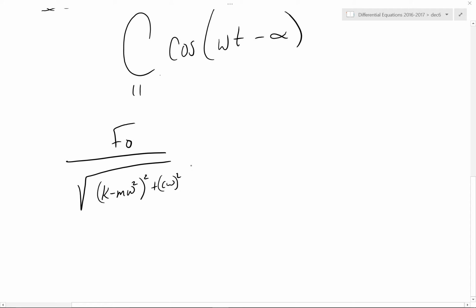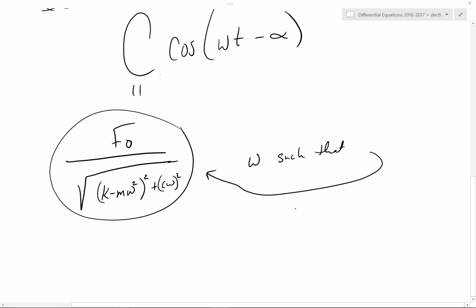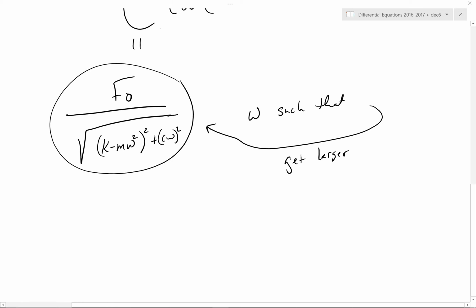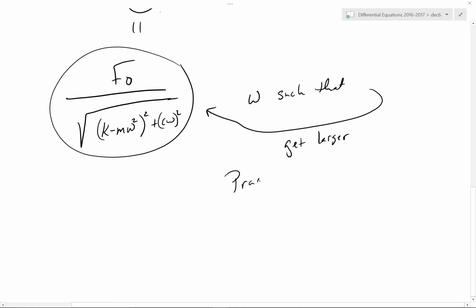Yay. Now, what's interesting with this problem is this. There is an omega such that this whole fraction gets larger. Okay? So it has a maximum, in other words. And so what we're going to do is look into this in a little bit. Anyway, the idea here is it gets larger. This is what we call practical resonance. Okay?